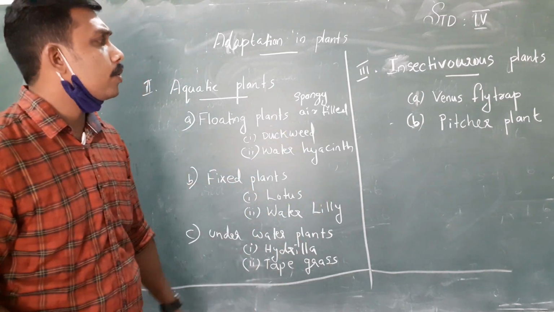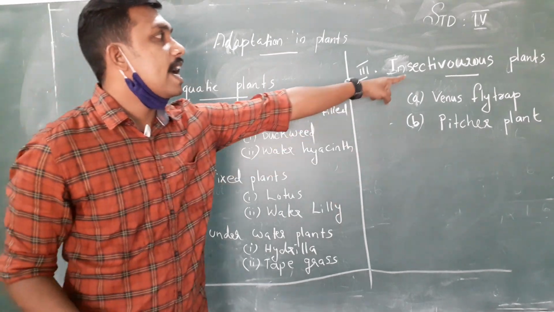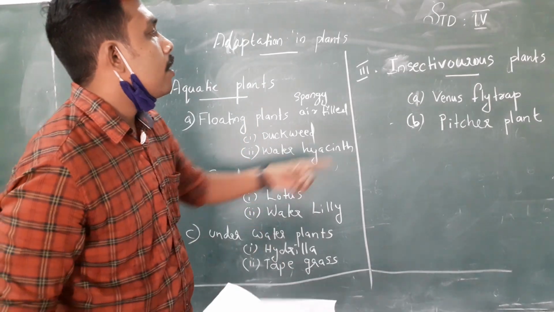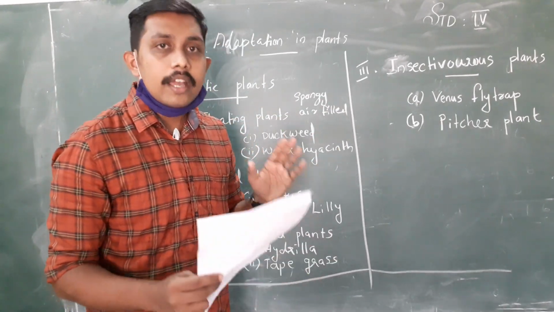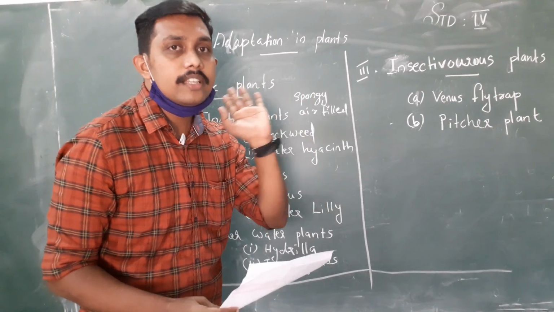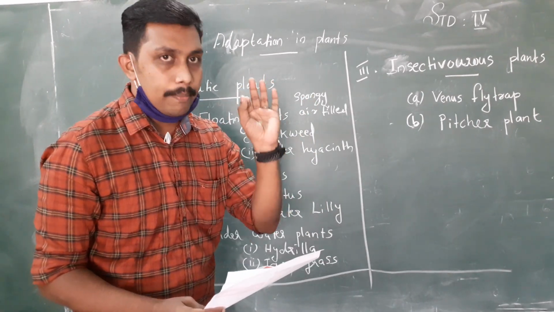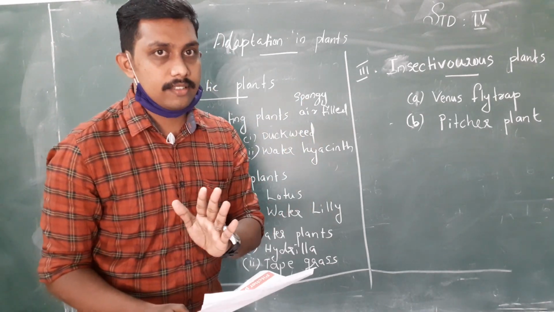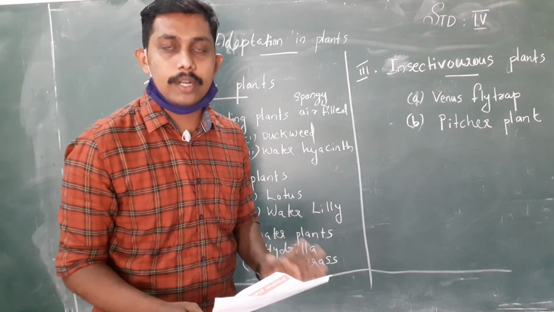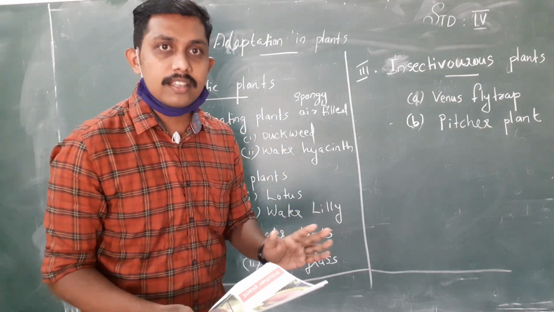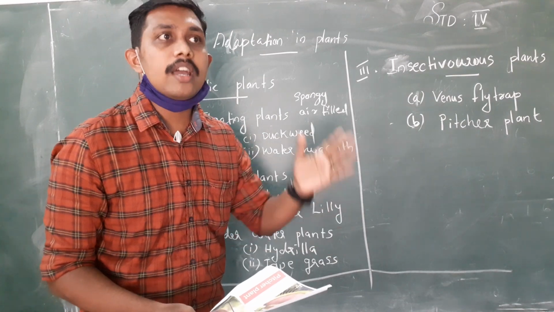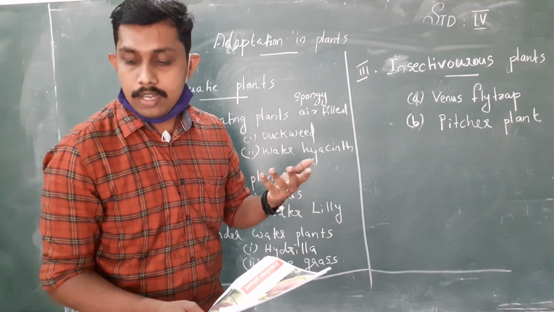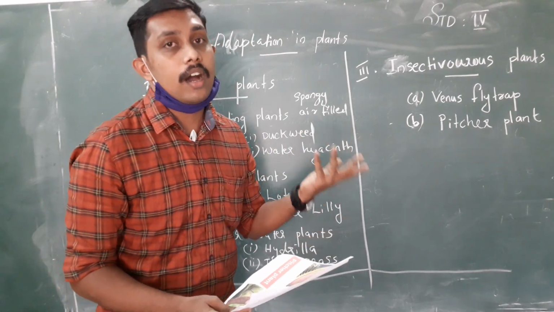So the next type of adaptation is insectivorous plants. What do you mean by insectivorous? Insectivorous means simply, it is very easy to understand, a plant that eats insects. Some plants eat insects. They are called insectivorous plants. Otherwise, we also name them carnivorous plants.